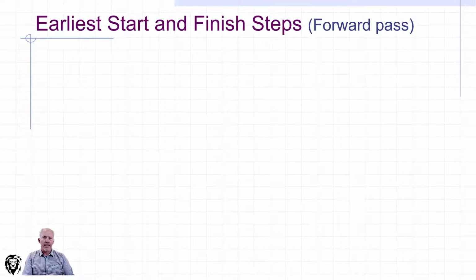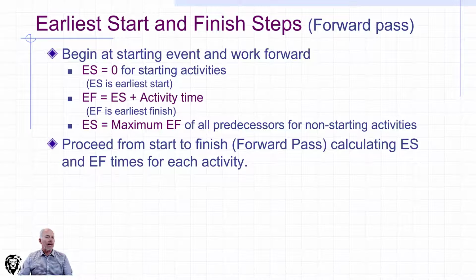So the earliest start and finish steps are the forward pass. Like I said, this is a two-pass or two-stage process. We're going to pass through our network from start to finish, and we're going to work along the top half of all of our nodes determining the earliest start and the earliest finish for each of our activities. So at the beginning, the earliest our start activity can start is time 0. And then the earliest any activity can finish is its earliest start plus its duration. So the earliest it can start plus its duration equals the earliest time it can finish.